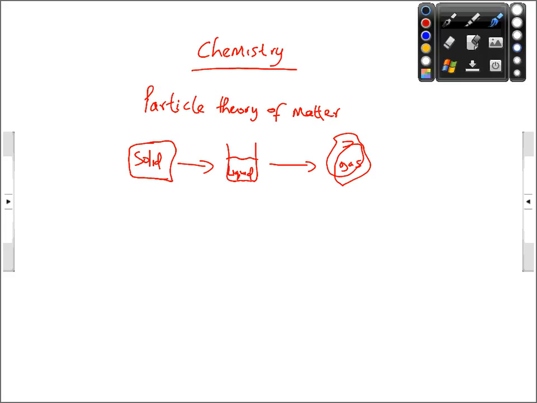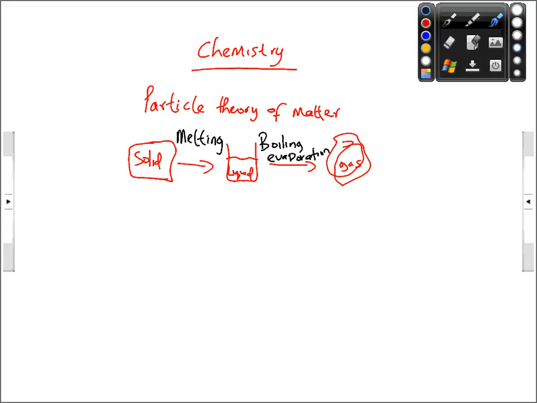Okay, now, solid, liquid, and gas. When a solid changes to liquid, we call that what? We call it melting. We say it melts. Now, when the liquid converts to gas, we say that it's boiling, or evaporation.